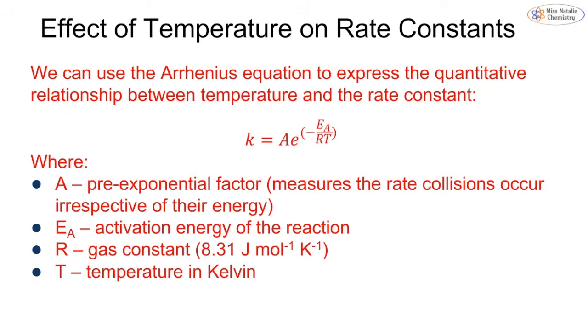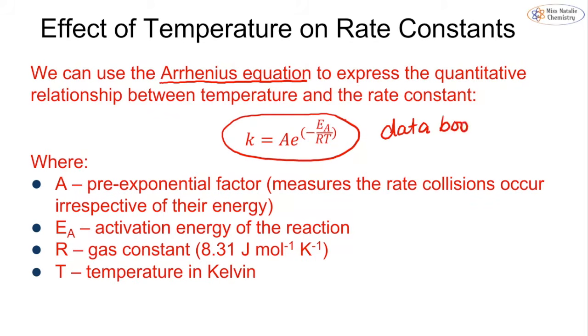Now we can use an equation called the Arrhenius equation to express the relationship between temperature and the rate constant. And this equation here is the Arrhenius equation. Now you'll be very glad to know this will either be in your data book or given to you in the question. You are not expected to memorise this.